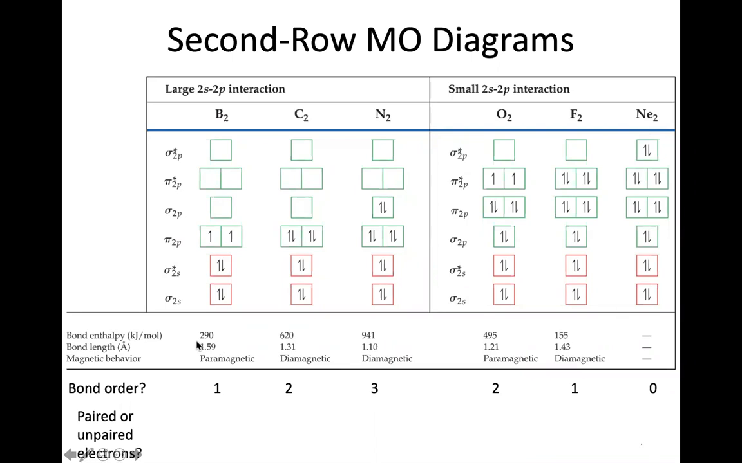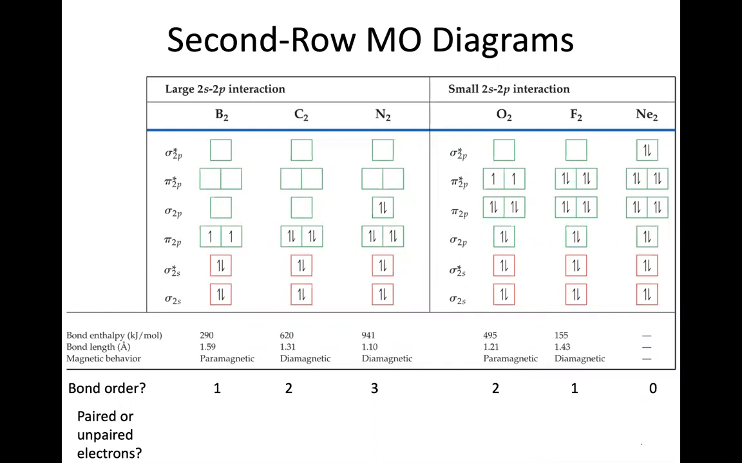Notice how this connects great with the bond enthalpy. I go from a single bond to a double bond to a triple bond, and the bond enthalpy goes up: 155, 495, 941. The bond is getting stronger. Look at the bond length: 1.43 angstroms, 1.21, 1.1. It's getting smaller. Look at this great relationship of how bond order matches up with bond enthalpy and bond length. So we've got great connections for how those are all fitting together.